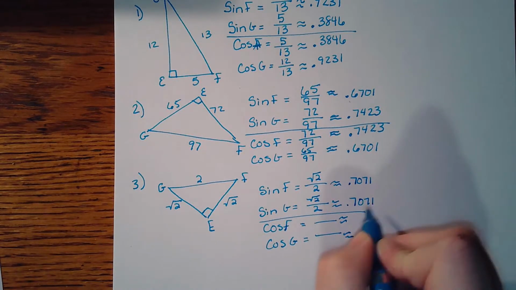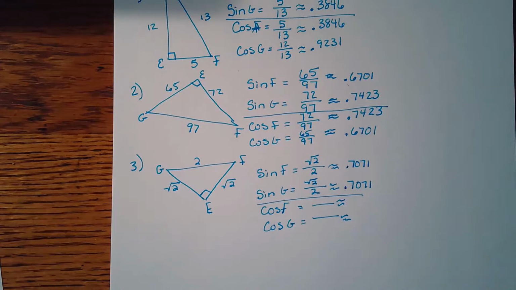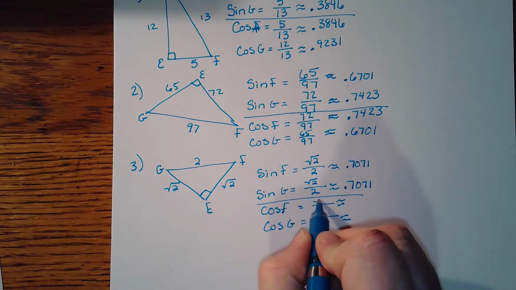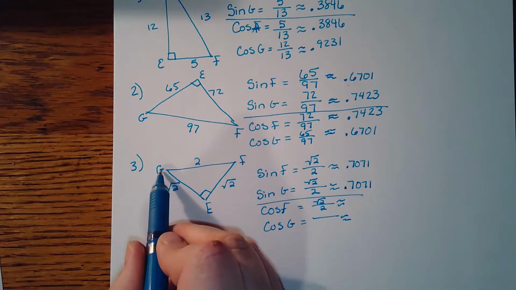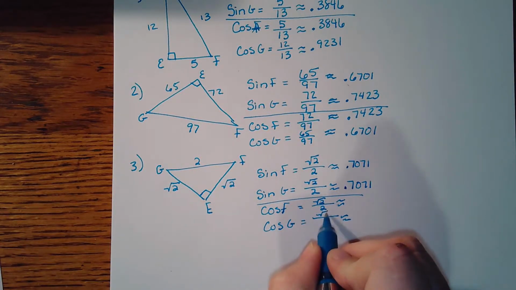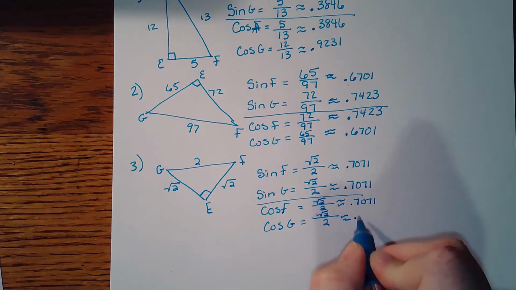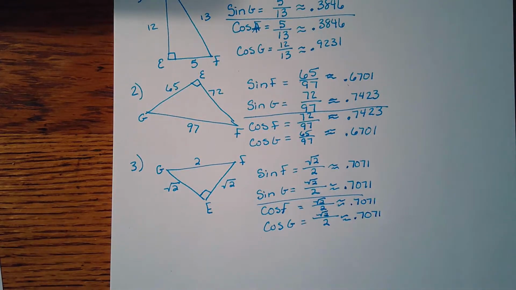So you're going to get the same answer for both. If I got the same answer for both here, guess what? Cosine is going to be the same. Because in cosine, we start with F, but the adjacent leg is still square root 2, and the hypotenuse is still 2. And with G, the adjacent is still square root 2 over 2. So for all the answers, it is 0.7071 on all those.